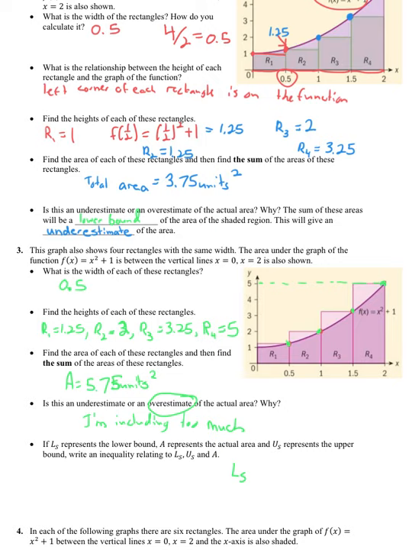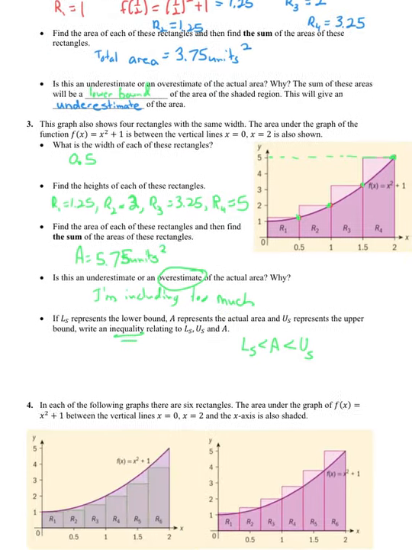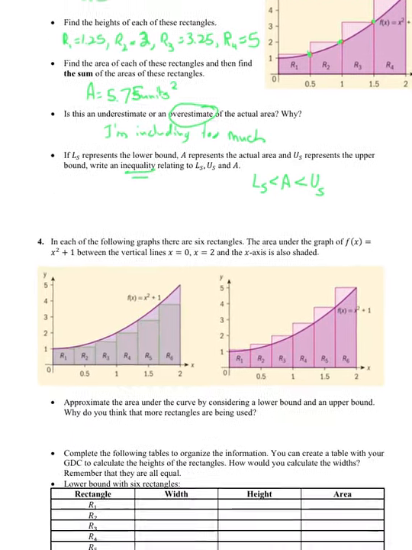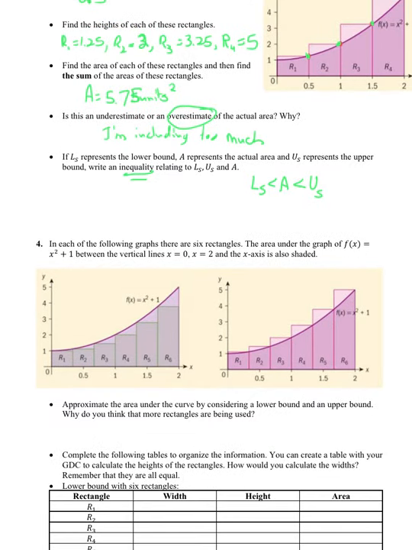And what this part's asking us to do is just go ahead and write an inequality relating the lower bound, the area, and the upper bound. So we can say the lower bound is less than the actual area, and that's going to be less than the upper bound. So LS is less than A is less than US. So the lower bound is less than the area, and the upper bound is greater than the area? Exactly, than the actual area, because the upper bound was an overestimate and the lower bound was an underestimate.